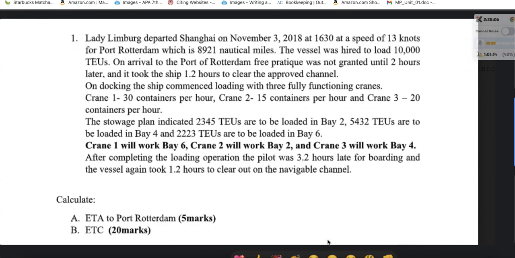Alright, so just so that you have your 5 marks, ETA to Port Rotterdam, December 2nd at 9:52. That is it for this video. Good night.